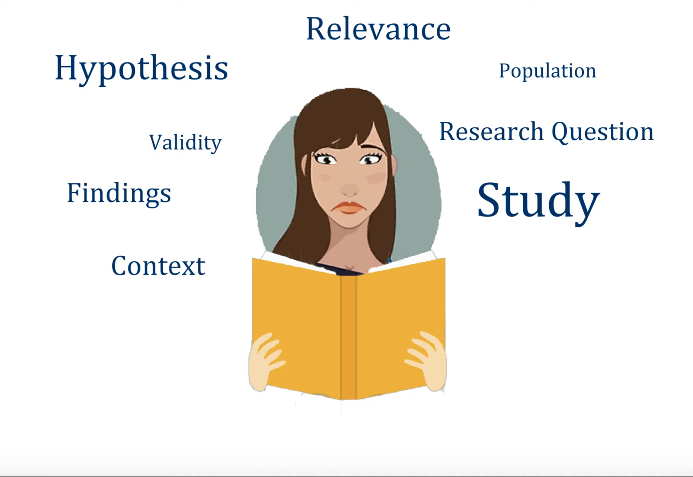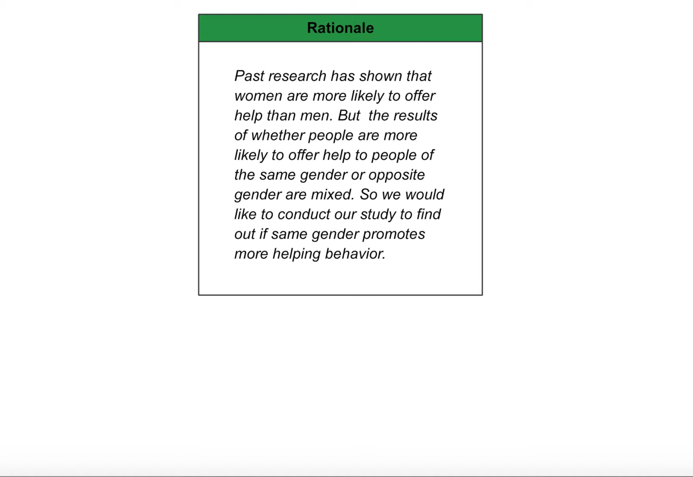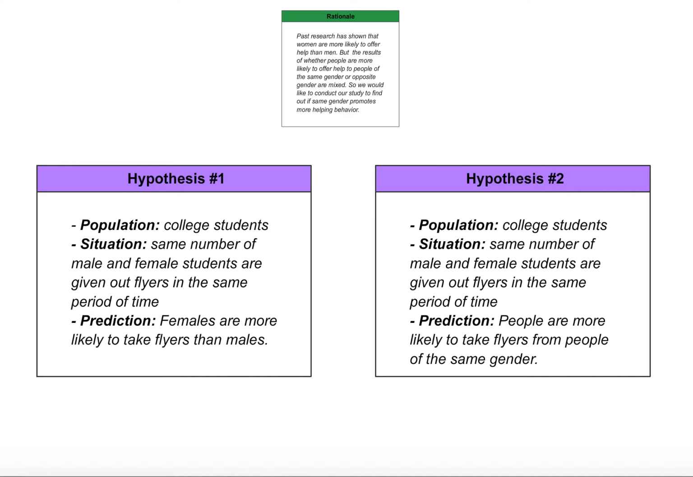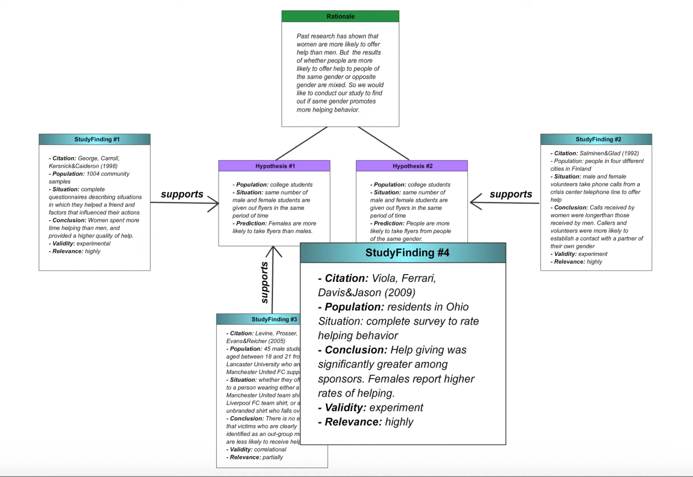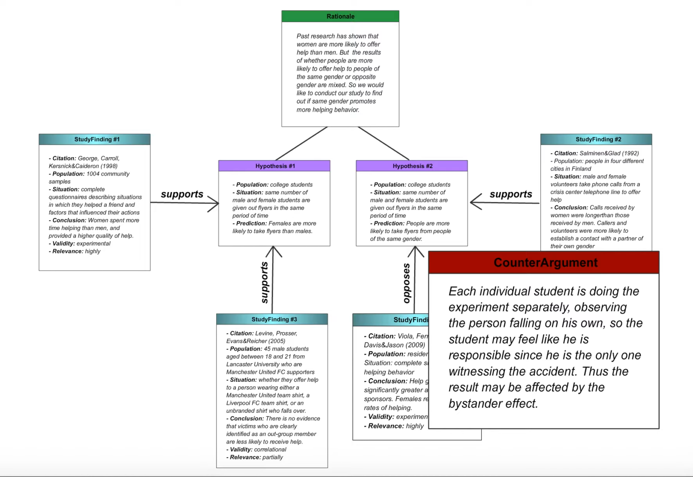Diagramming can scaffold this difficult task from brainstorming to writing by giving her a way to organize her thinking and argument. Now let's look at her diagram. She has the rationale or reason for her study, 2 hypotheses about the study, peer-reviewed citations to support her hypothesis, and also opposition, which she has counter-argued.